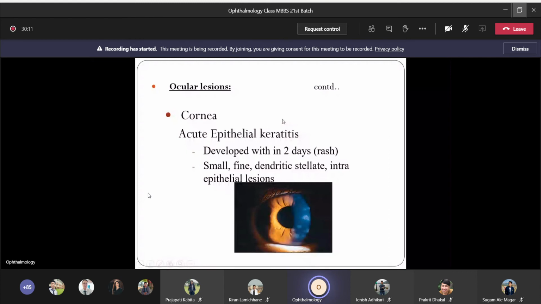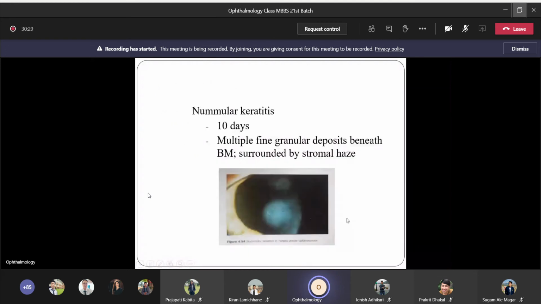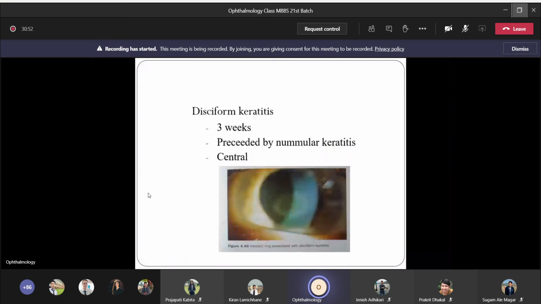Then in the cornea, you have acute epithelial keratitis. You have fine dendritic stellate intraepithelial lesions, which usually develop within 2 days after the rashes. This is known as acute epithelial keratitis. That epithelial keratitis progresses to a nummular keratitis. This usually occurs 10 days after the appearance of the rash, with multiple fine granular deposits beneath the basement membrane, surrounded by stromal haze. This nummular keratitis then leads to a disciform keratitis.